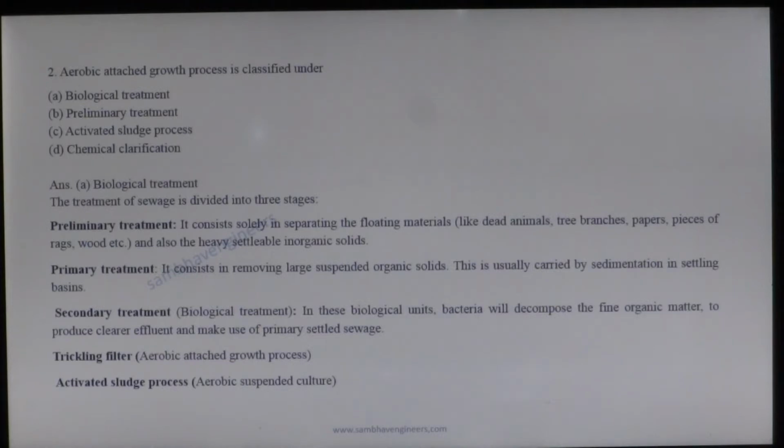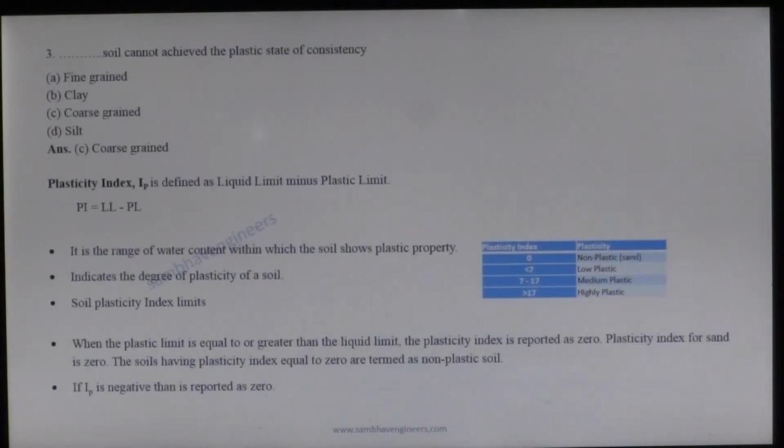Trickling filter: aerobic attached growth process. Aerobic suspended culture is used in activated sludge process. So, the correct answer is biological treatment. Next question. Which soil cannot achieve the plastic state of consistency?